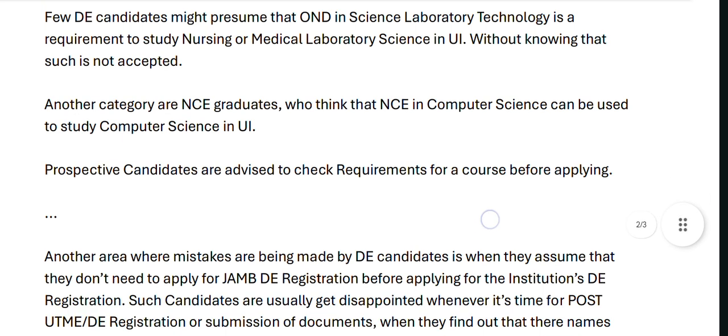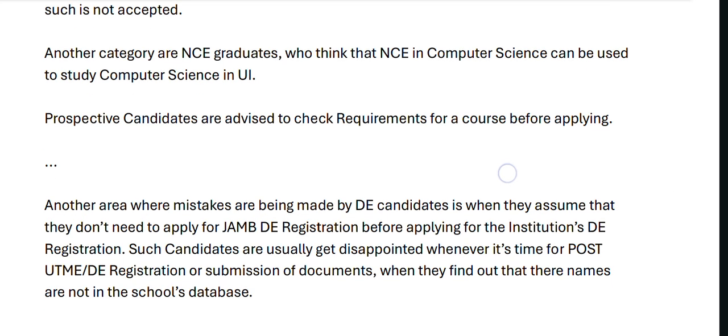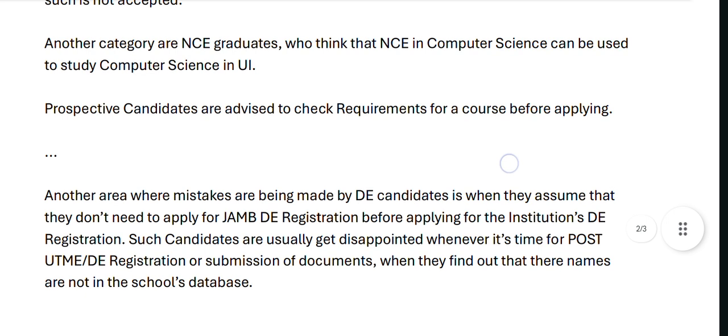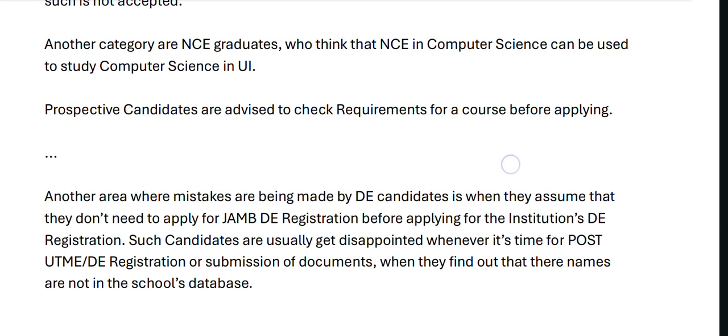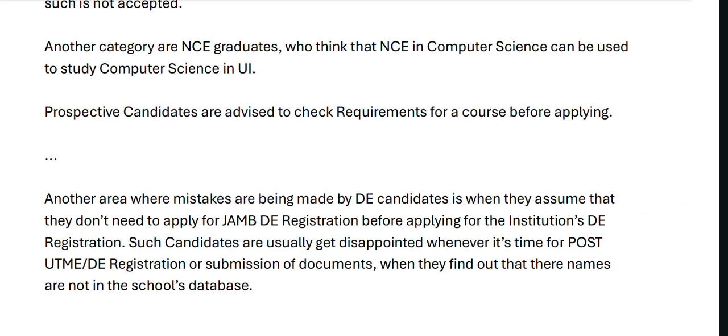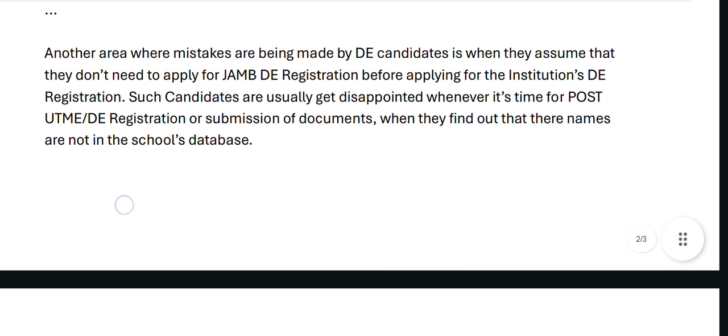Another one is NCE graduates. They also presume that because I studied something like computer science in the College of Education, let me apply for computer science in UI. Under the requirement that we discussed, we noted that they accept OND, HND in computer science or other mathematics related course in addition to O level requirements. And I asked the question, let's assume you have two candidates applying for the same position in your firm or your company, and one possesses ND, the other possesses HND. Which one are you going to choose first? You understand what that means?